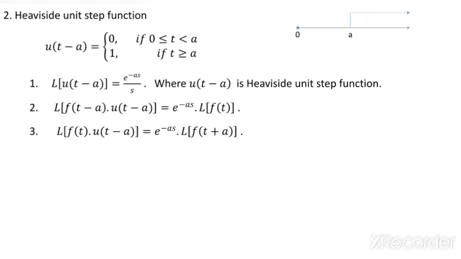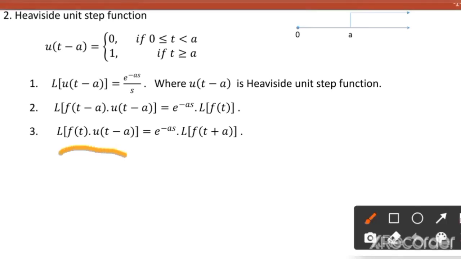Whenever a function is there along with the unit step function, I take it as f of t into unit step function. So e power minus as into the Laplace transform of f of t, where we have replaced t by t plus a, that itself I have written here: the Laplace transform of f of t plus a. So I remember this result always. That is, the Laplace transform of f of t into u of t minus a is the Laplace transform of f of t plus a, multiplied by e power minus as.